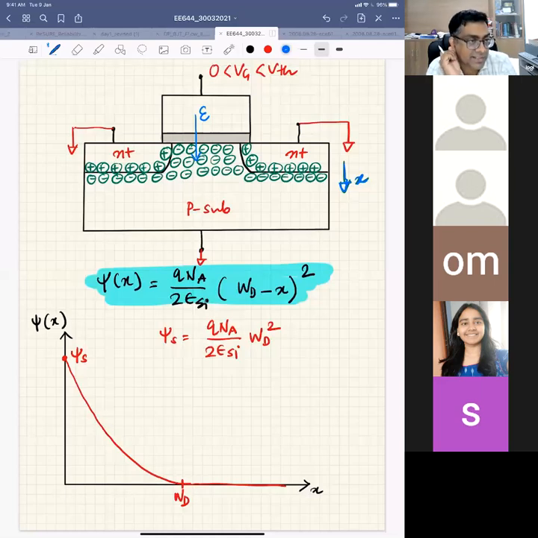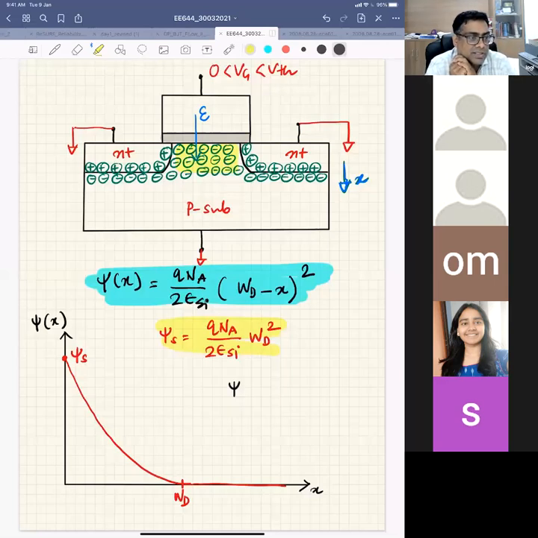At the surface, the surface potential is q N_A divided by 2 epsilon times W_D squared, right? As you go on increasing the gate voltage, your depletion width will increase, as well as your surface potential. And we discussed yesterday also the average potential in this region, which will increase, right?